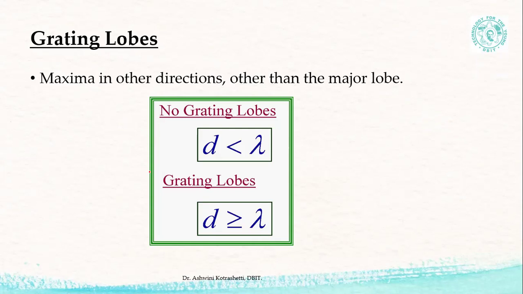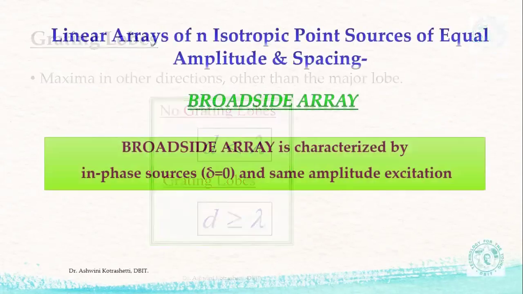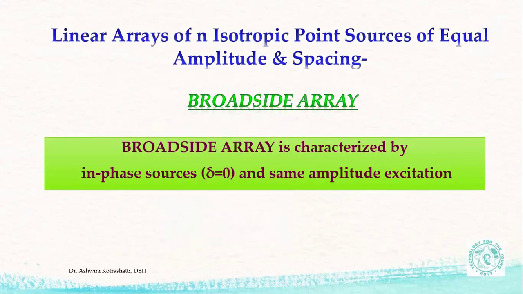One technique to reduce grating lobes is to separate them with distances less than lambda. Okay. Now I want you to just revise this concept. We had taken two isotropic sources. We had given them a separation of lambda by 2. And when you feed the elements with the same phase, what you get is the broadside array.